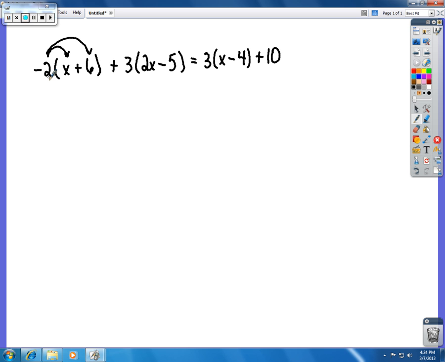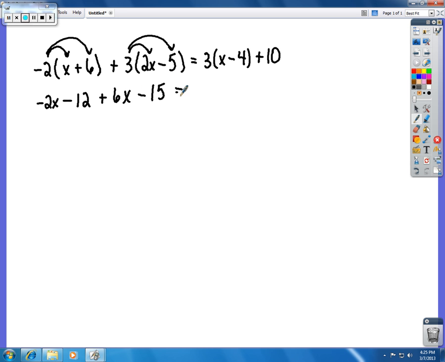So we've got negative 2 times x, which gives us negative 2x, and then negative 2 times positive 6, which gives us a negative 12, so that would be minus 12. I'm going to do the same thing over here, multiply this 3 by both terms on the inside of the parentheses. So I've got a positive 3 times 2x, so that gives us a positive 6x, and then a positive 3 times a negative 5, which the negative always wins in that case. If you've got a negative times a positive, the negative always wins. So that gives us negative 15.